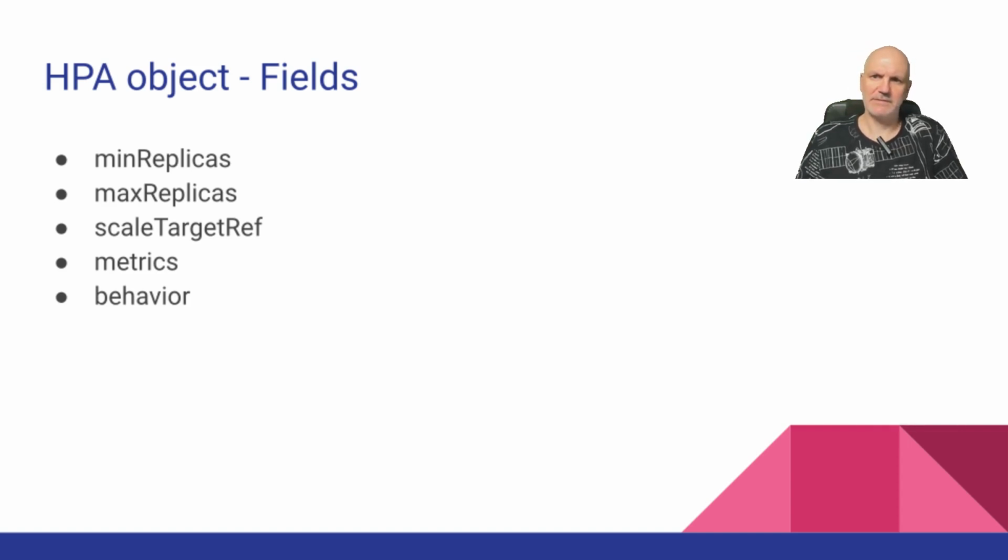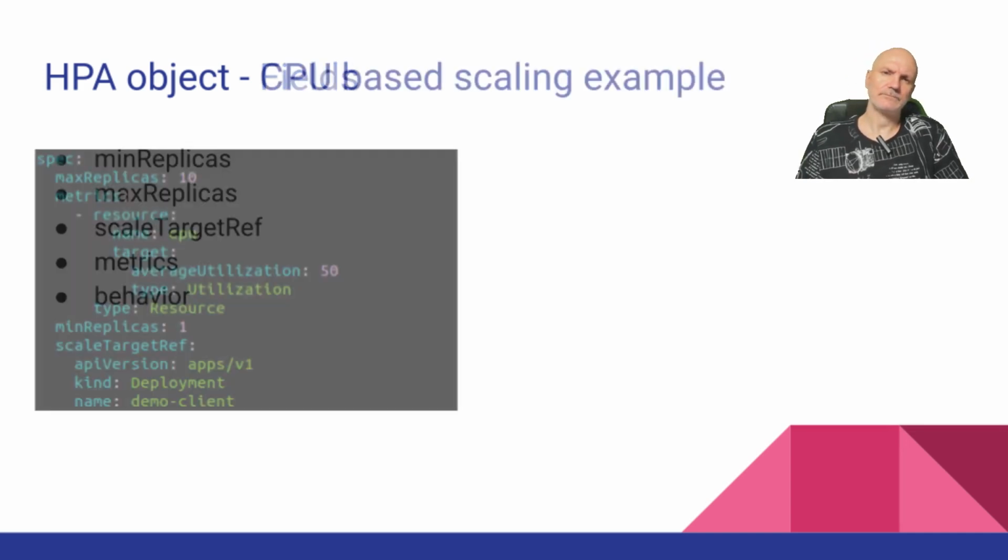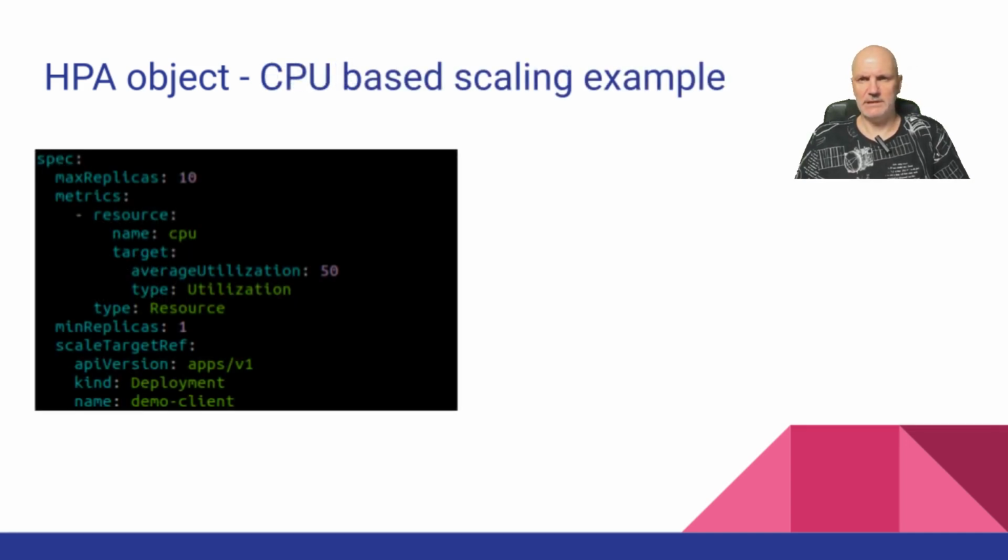Scale target reference pointing to a Kubernetes deployment, a stateful set, or a custom resource being scaled horizontally. Metrics section that enlists the metrics the scaling is based upon, and behavior, which fine-tunes the autoscaling behavior. In this example, the HPA is configured to keep the CPU utilization at 50% on average across all pods containers in all application pods.